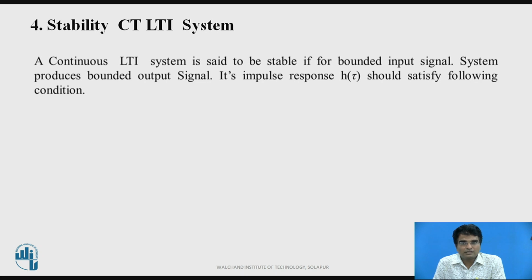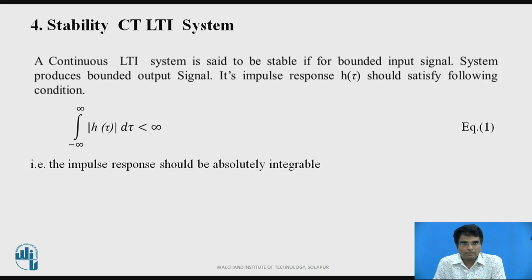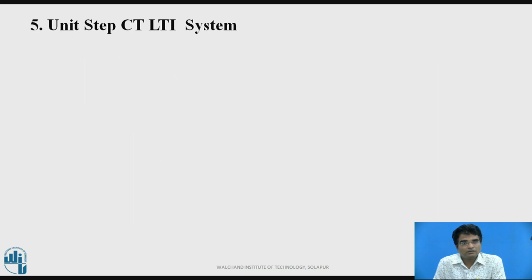Fourth one, stability of continuous LTI systems. A continuous LTI system is said to be stable if for a bounded input signal the system produces a bounded output signal. Its impulse response h of tau should satisfy the following condition, which is given by the integral from minus infinity to infinity of the modulus of h of tau d tau less than infinity, which is given by equation 1. That is, the impulse response should be absolutely integrable.